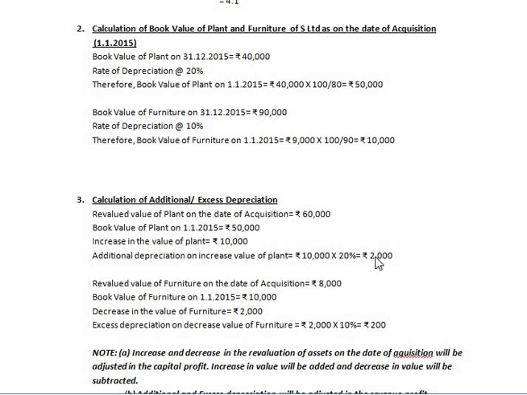You'll get here 2,000. Then similarly, in the case of furniture, the revalued figure of furniture on the date of acquisition is 8,000. But on the date of acquisition, the book value of furniture is 10,000. So there's a decrease in value of furniture for rupees 2,000. So if there's a decrease in value of furniture, then excess depreciation has to be calculated. So excess depreciation on decrease in the value of furniture is 2,000 into 10%. Since the rate of depreciation is 10% of furniture, so we'll get here 200.